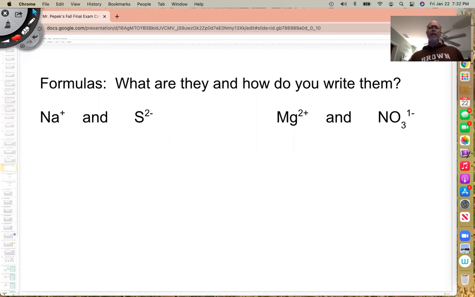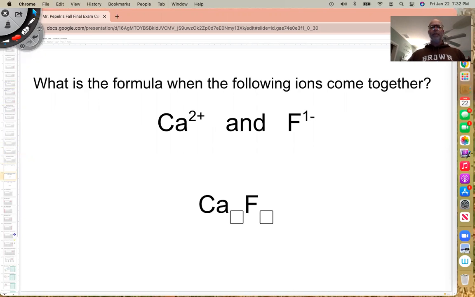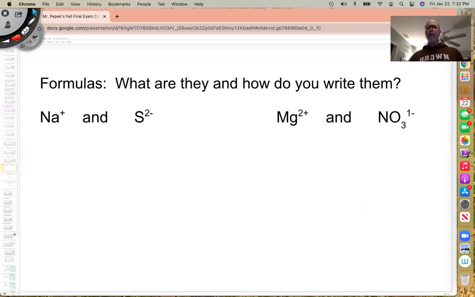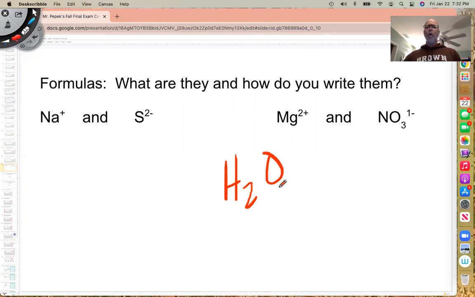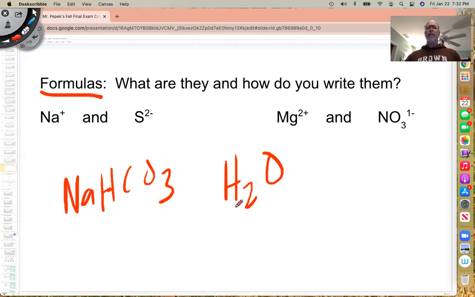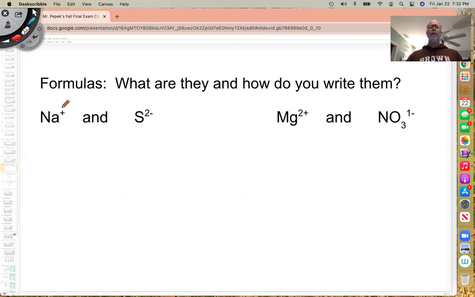All right, now let's take a look. How do you write formulas? Okay, so let's just take a quick reminder. I'm going to go over this with you. So when we write formulas, we're looking at how do we write things like water, right? Or sodium bicarbonate. So we want to write out these formulas. And that's what a formula is, this type of a compound. But what we want to do is, how would you write a formula that has a sodium and a sulfur? Well, let's take a look.